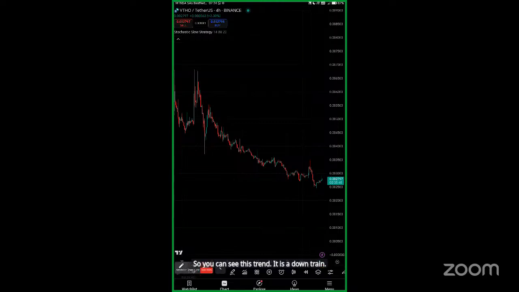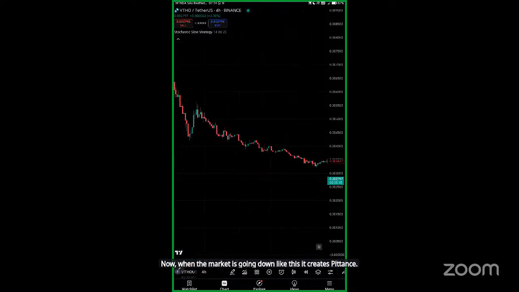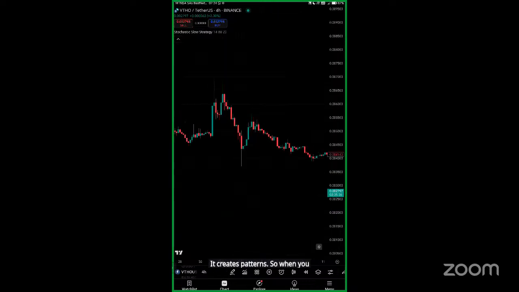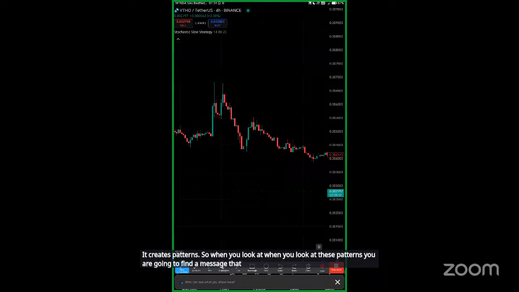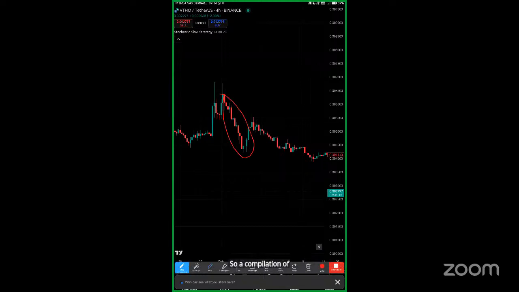Now, when the market is going down like this, it creates patterns. When you look at these patterns, you are going to find a message that is hidden in them by looking at how these candles are forming. That's why I'm talking about the candlestick chart pattern. A compilation of candles, a formation of candles, is called a chart pattern. That's what we want to look at.